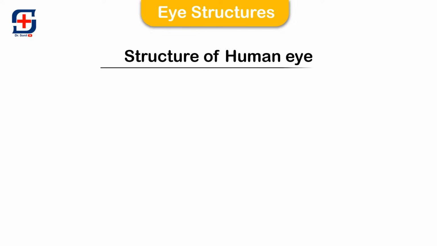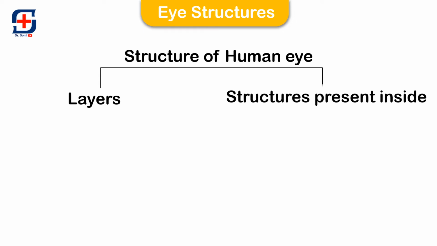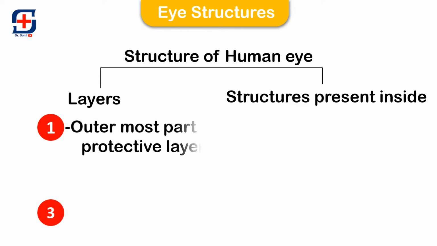In this video, we are going to discuss the structure of the human eye. For better understanding, we can divide it into two parts. One is the walls or layers of the eyeball, and the other is the structures present inside. So let's discuss the layers first.